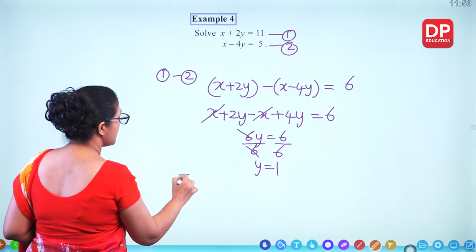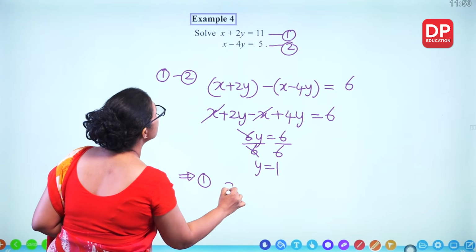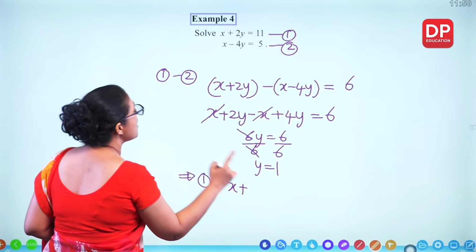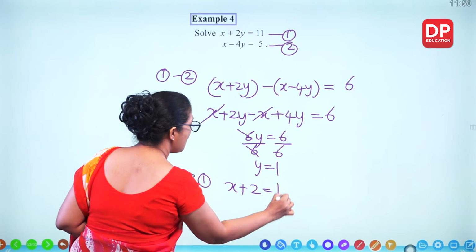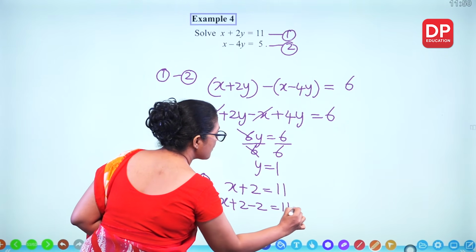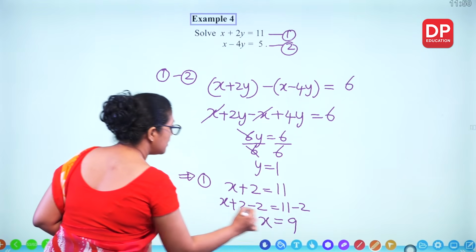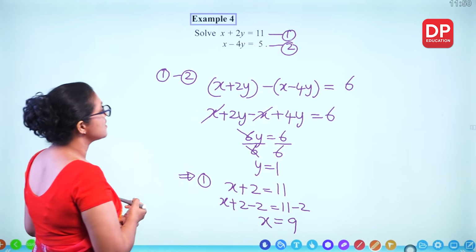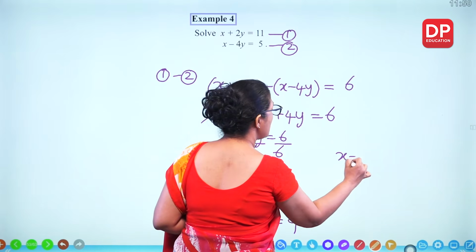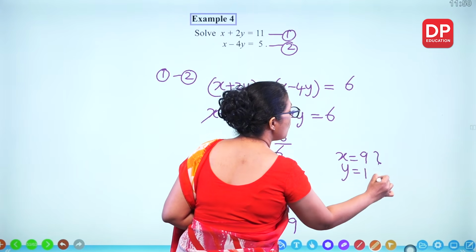Now take any equation. I'll take the first one. X plus 2 times 1, 2 equals 11. Subtract 2 from both sides. You get 9 equals x. So what's the value? X equals 9, y equals 1.